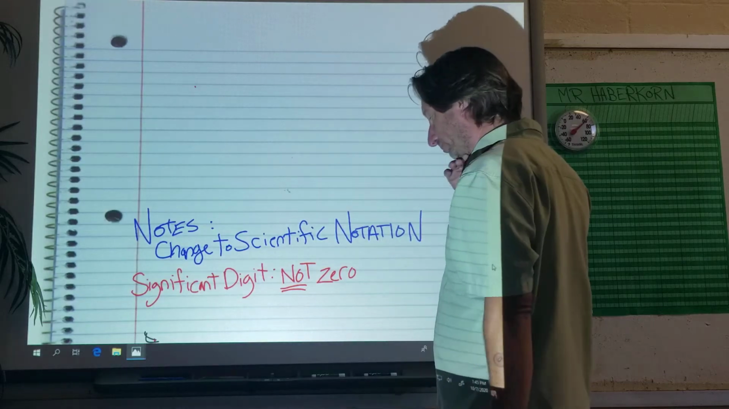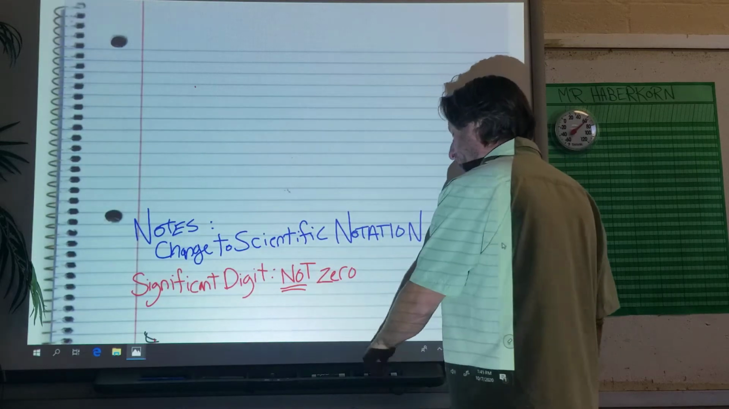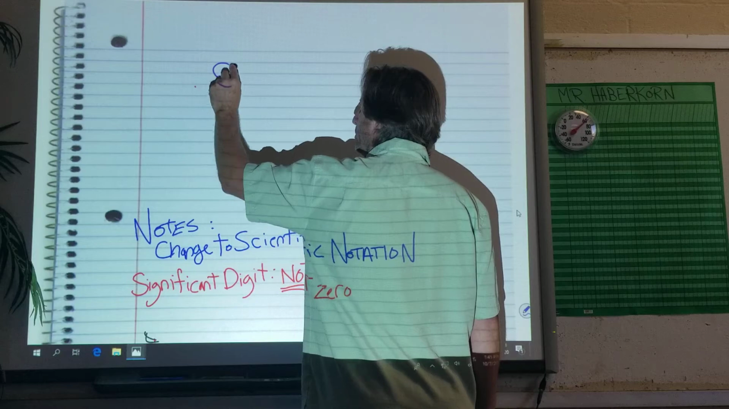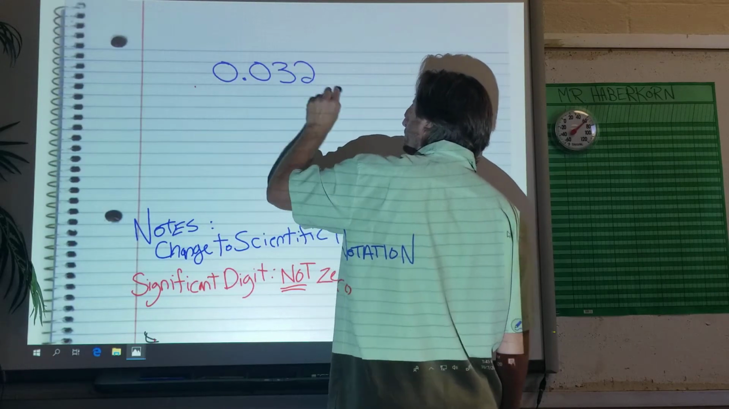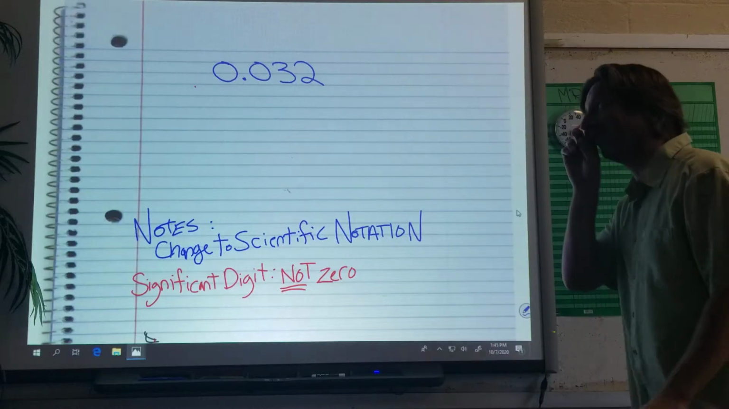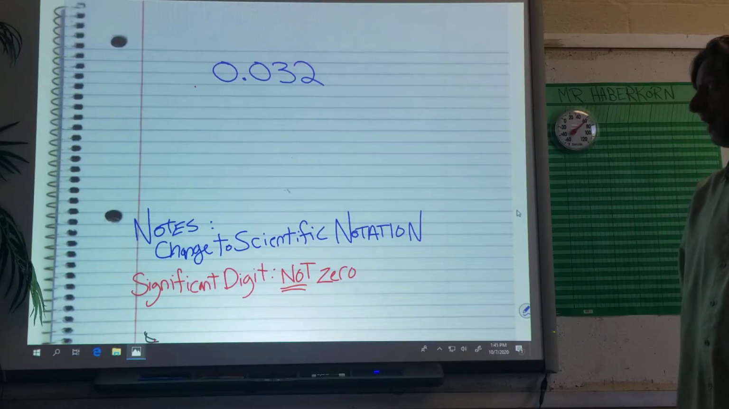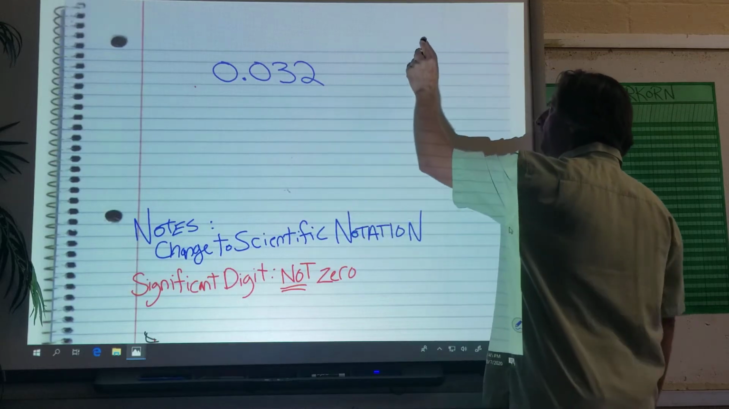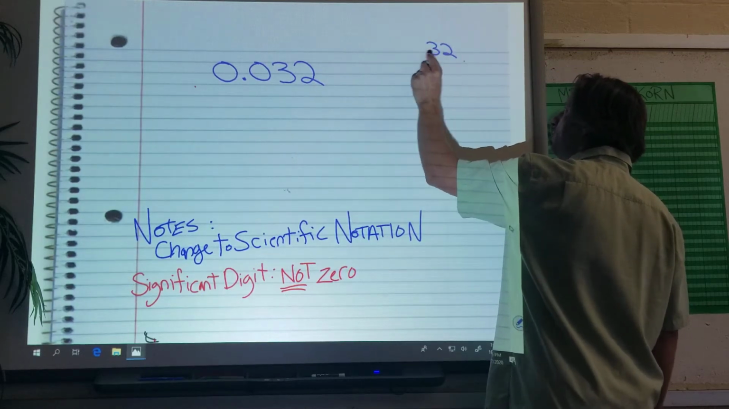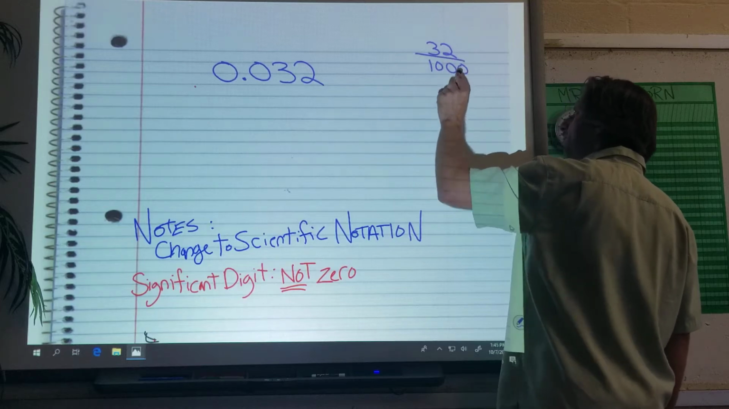So let's take a look at one. 0.032. Now that is a very, very small number. It's actually a fraction too. So remember, this is tenths, hundredths, thousandths place. So this is really 32 thousandths is how you say this, right?